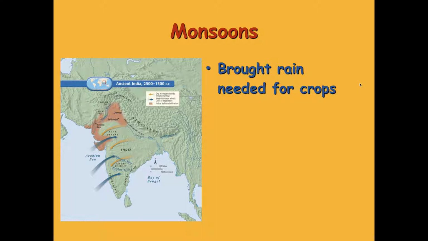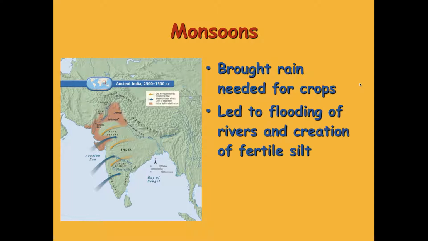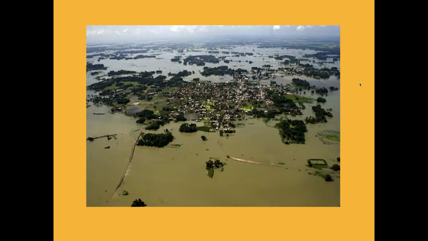So these monsoons brought rain. In the summertime, they brought rain for crops, so the crops could grow. But on the flip side, it also led to flooding along the rivers, which can be a good and bad thing. It spread the silt around, this nutritious soil, along the riverbanks to lead to more growing, but it also led to flooding, which could damage places where people lived. This is an example of what the flooding might look like.